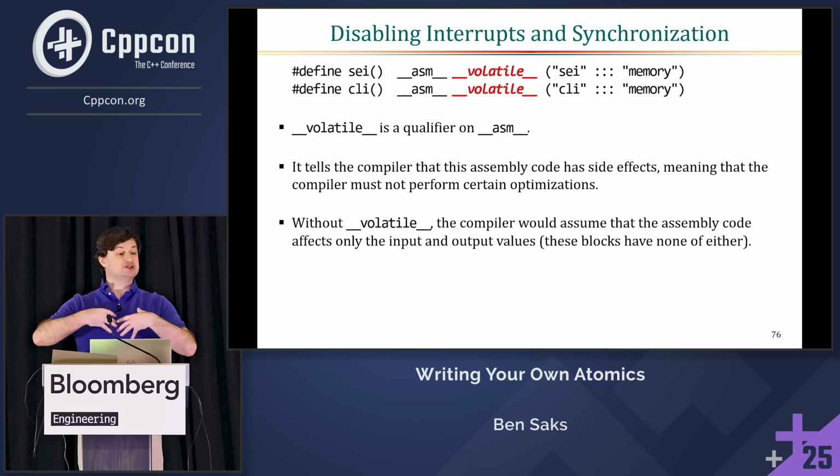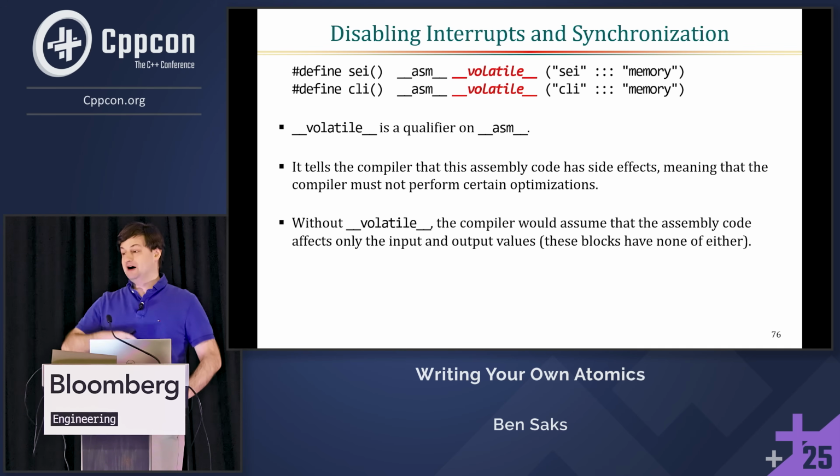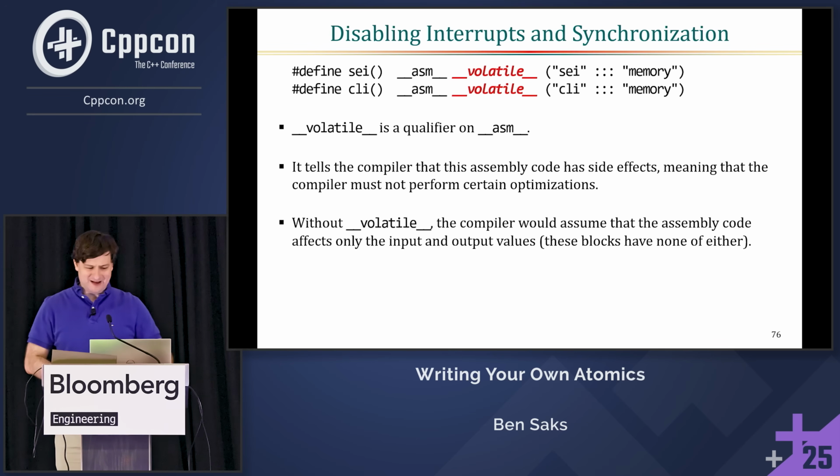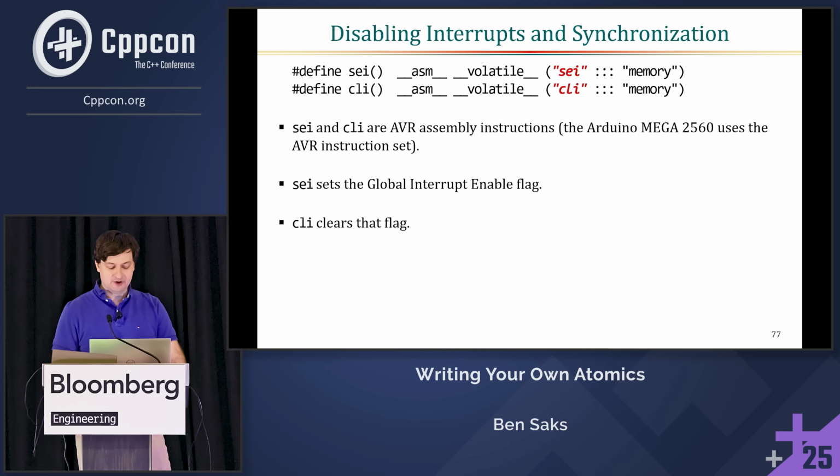Ordinarily, the compiler would assume, if it saw input and output values here, that those are the only things that would be affected by this block. The volatile qualifier lets it know that that's not the situation. It needs to assume that these instructions affect the wider ecosystem, so it can't optimize things in certain ways. Similar to, but not quite exactly the same as, the typical C++ volatile qualifier that we use.